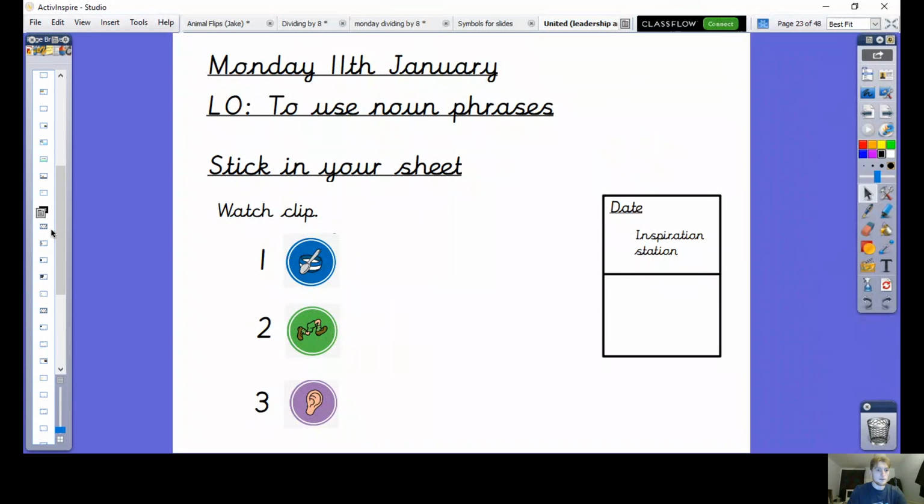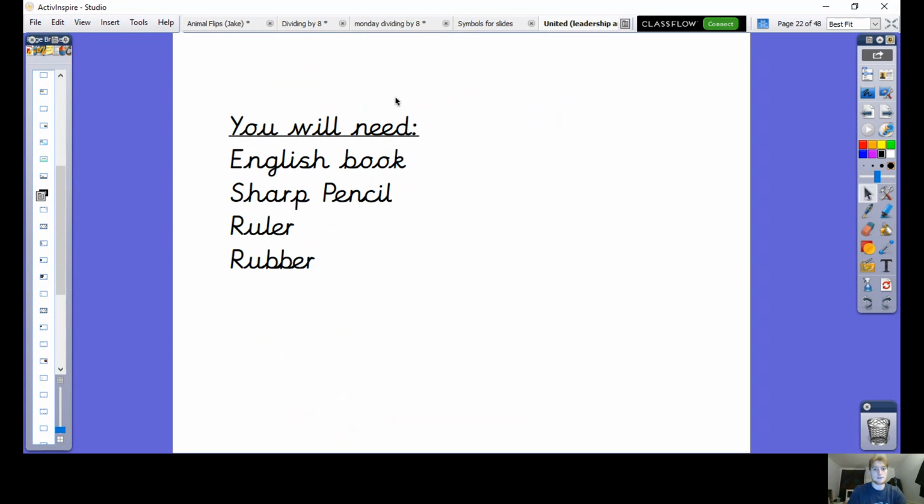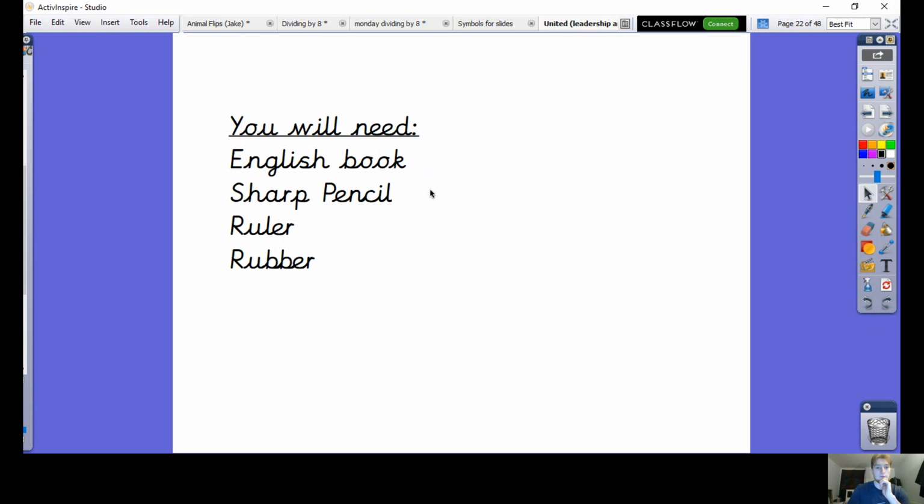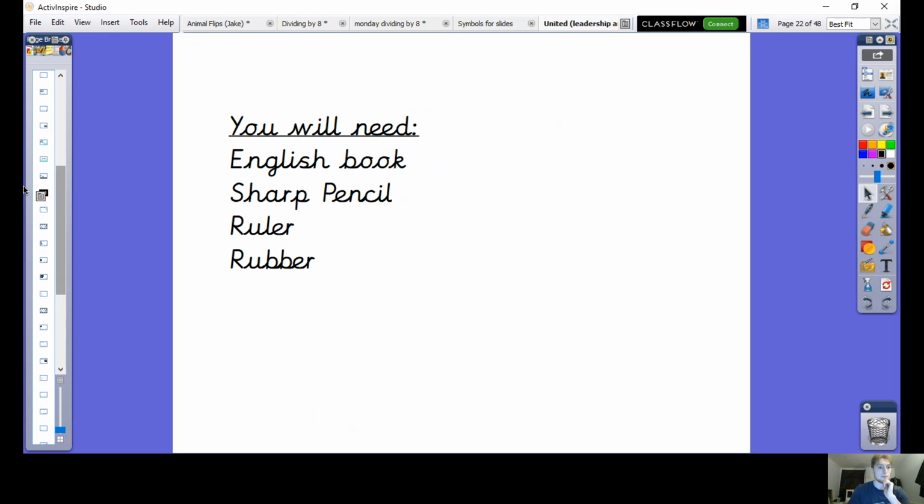Before we start, let's just check if we've got all of these things here. So check if you've got your English book, a sharp pencil, a ruler, and a rubber. Pause the video and go get all of these now if you don't have them all here, and then we can continue.